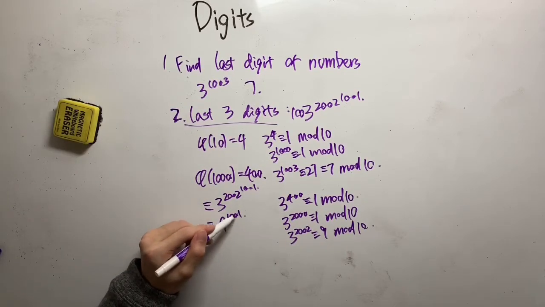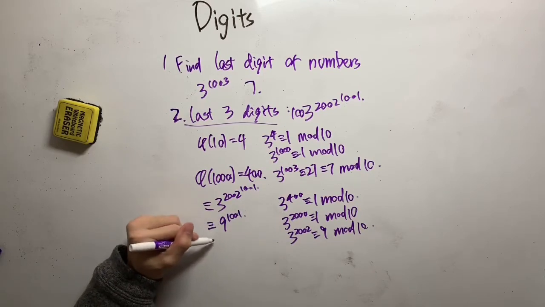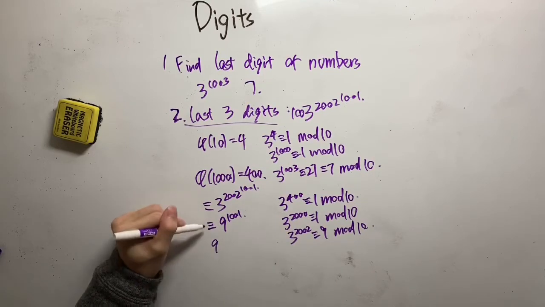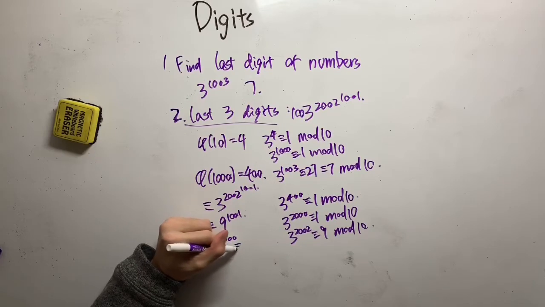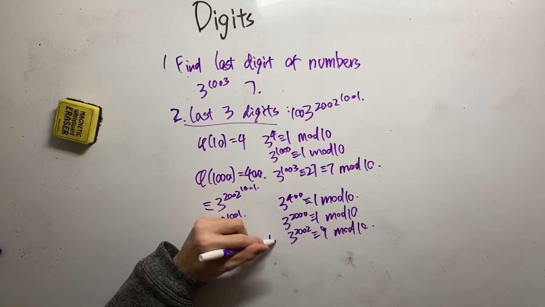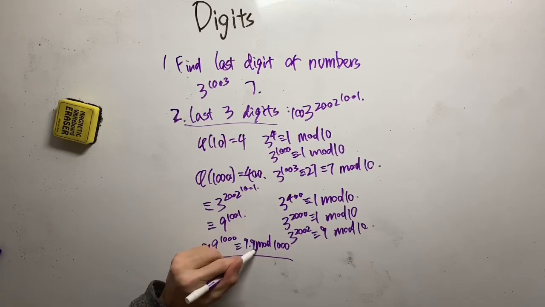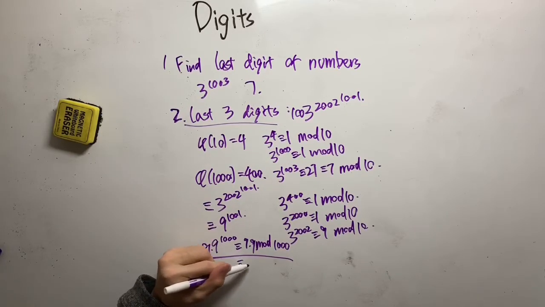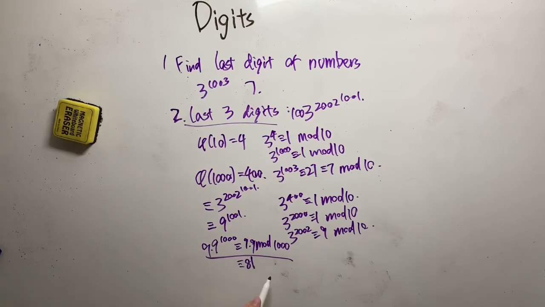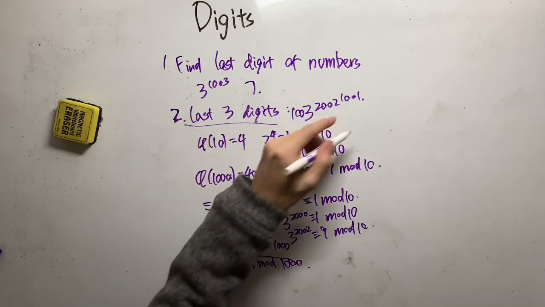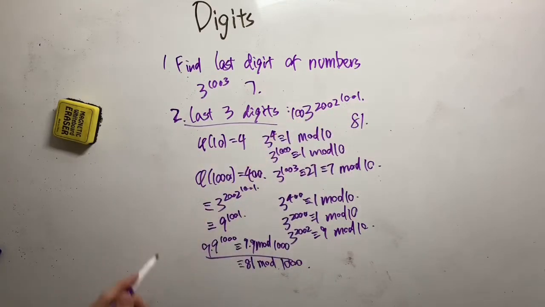For 9 to the 1001 power, we have 9 to the 1000 is congruent to 1 mod 1000. This is Euler's theorem. Then we multiply by 9 on both sides, we get 9 mod 1000. Thus, the answer for question 2 is 9.